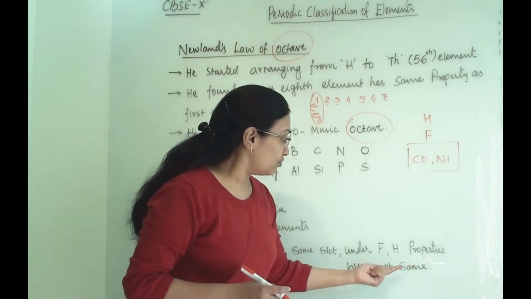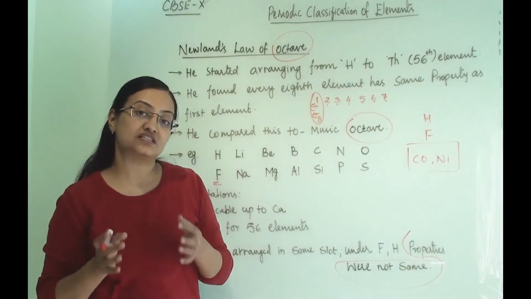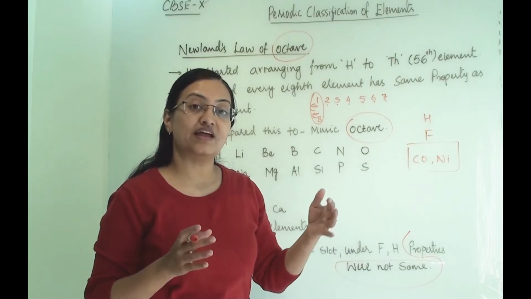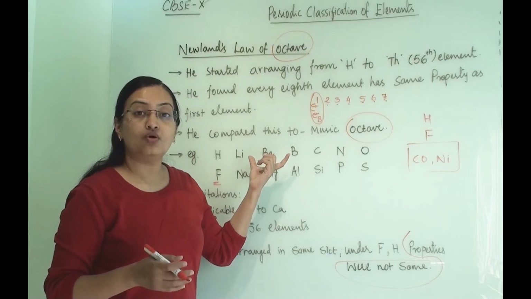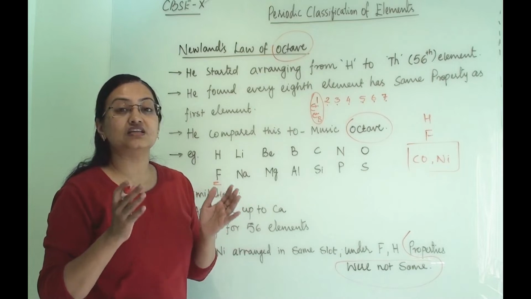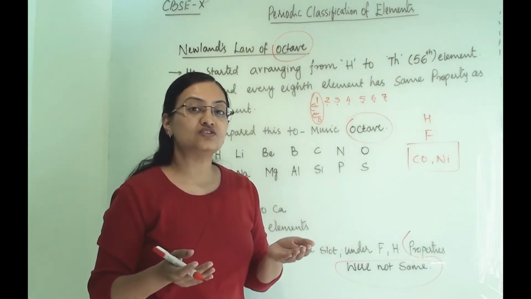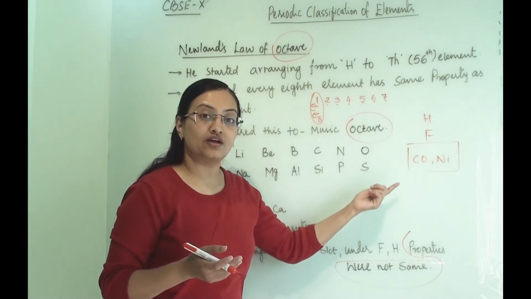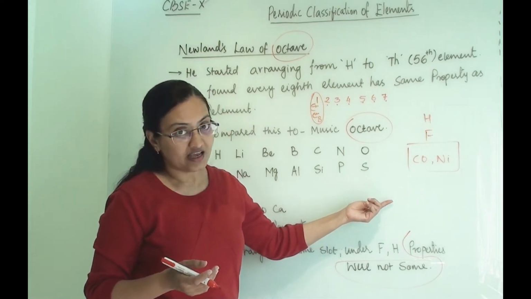Those properties were not the same, and after his law the noble gases were discovered, and with the discovery of noble gases Newland's octave law became irrelevant to the whole arrangement, because he did not keep any place for new elements, and when the noble gases were found, they needed to be arranged in a separate slot according to their properties. So that arrangement was also not there in his arrangement.